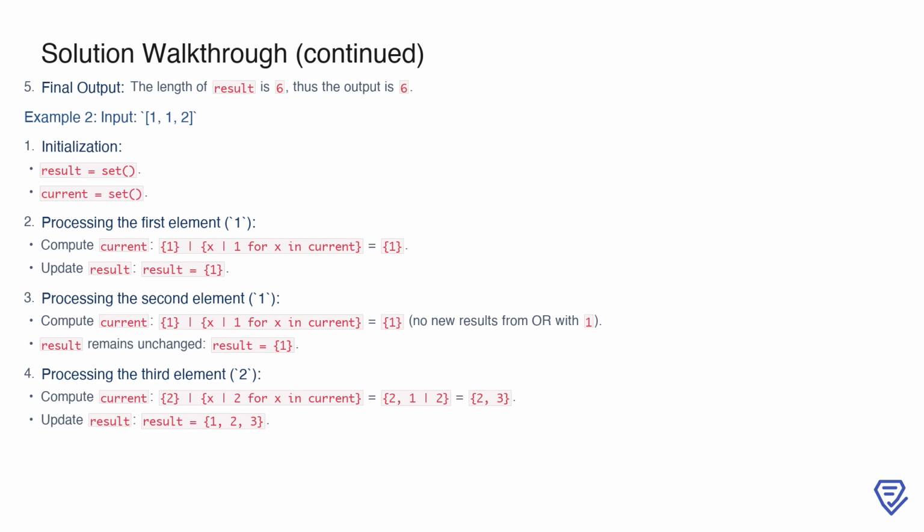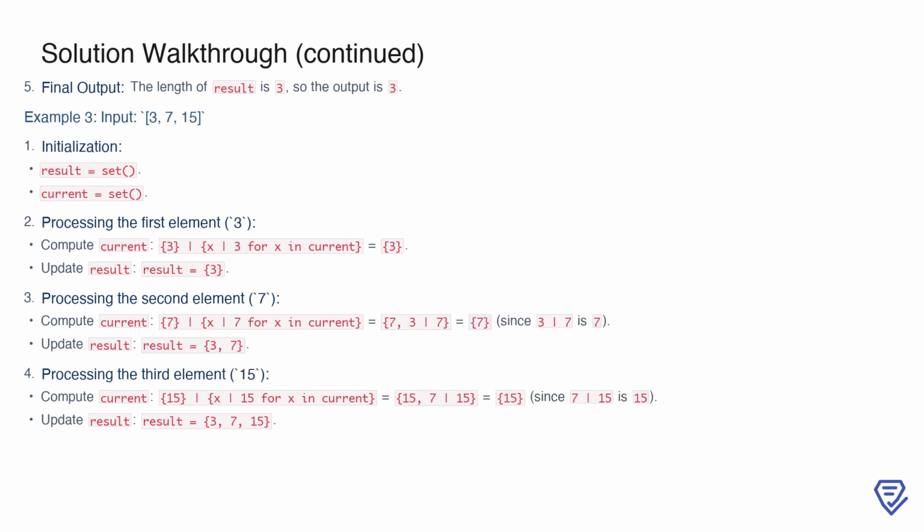Next, we process the second element, which is again 1. The OR operation here results in 1 as well, since combining 1 with the previous current set does not produce any new values. Therefore, result remains unchanged at 1. Finally, processing the element 2, we compute a new current set as 2, 3, because 1 OR 2 equals 3. Adding these to result, we get 1, 2, 3. The size of result is 3, so the output for this example is 3.